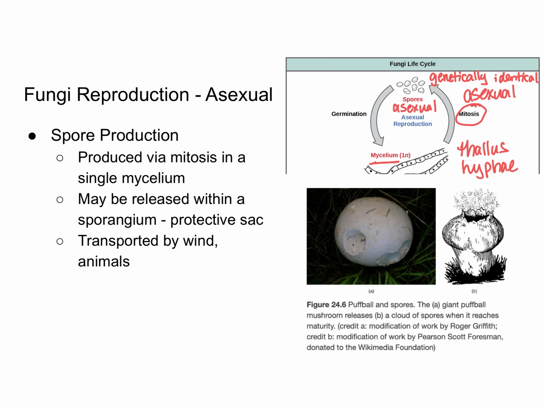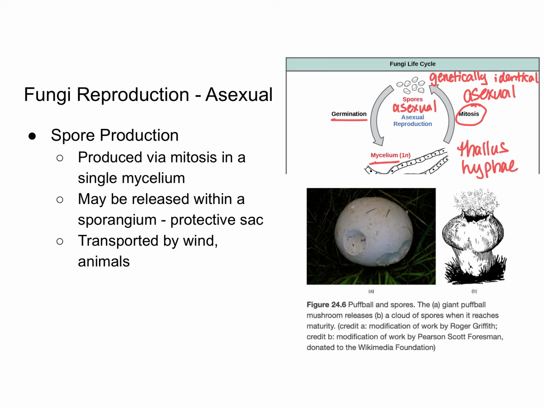This is important because genetic diversity is typically considered beneficial in unstable environments, but asexual reproduction can be beneficial in stable environments. We'll talk a little bit more about why that is the case later on. So once these asexual spores are produced by mitosis, germination can occur. Germination just means that the spores land, and hopefully they land in a suitable place where the spore can then start going through mitosis in order to start making a new mycelium, which will ultimately make a new fungal organism.